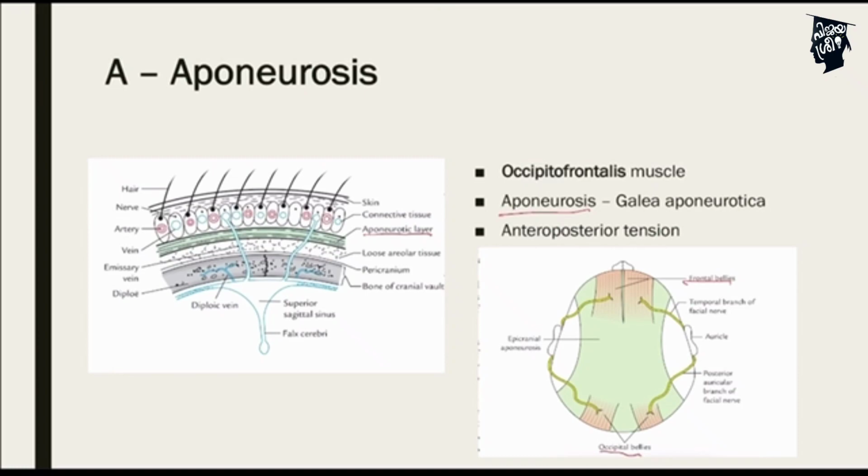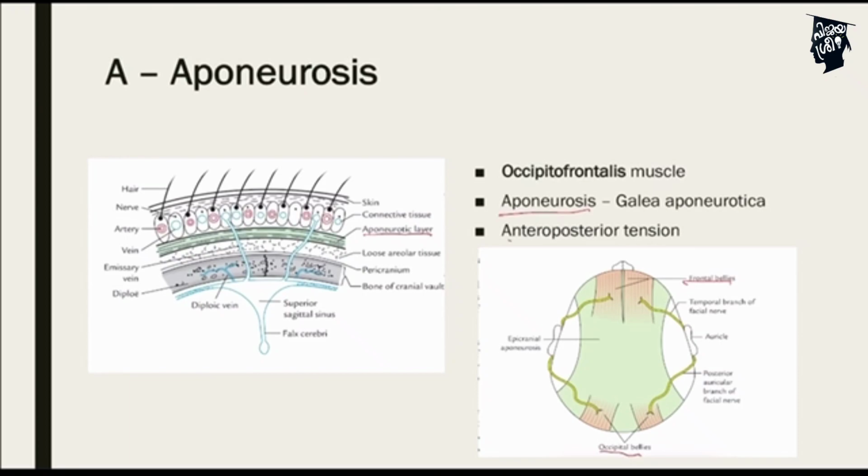Next, we talk about the anteroposterior tension. So this aponeurosis right over here is under anteroposterior tension. The muscle right over here, you can see anteroposterior lines. That is due to the tension exerted by the occipitofrontalis fibers, which causes this tension.